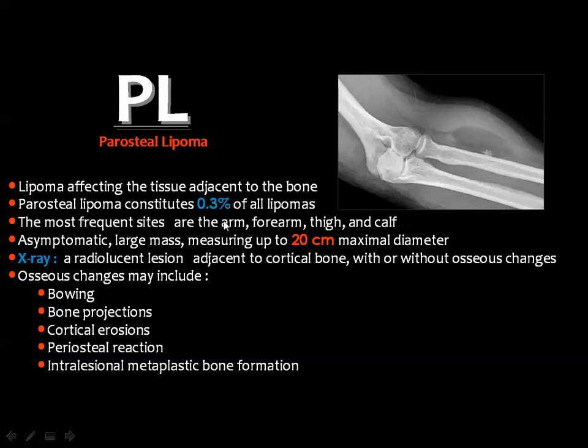Its incidence is about 0.3% of all lipomas, frequently seen in the arm, in the forearm, in the thigh, and in the calf. It is usually asymptomatic and may reach a large size, about 20 centimeters in diameter. X-ray will show a radiolucent lesion like this one, adjacent to the cortex of the bone, with or without osseous changes. The osseous changes may be in the form of bone projections like this, cortical erosion, periosteal reaction, intralesional metaplastic bone formation.